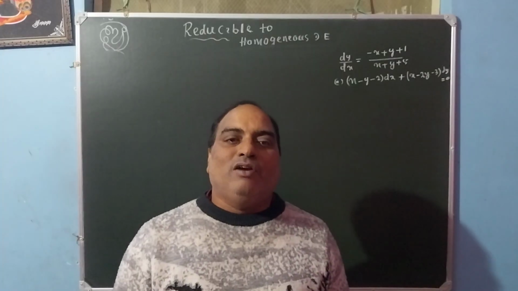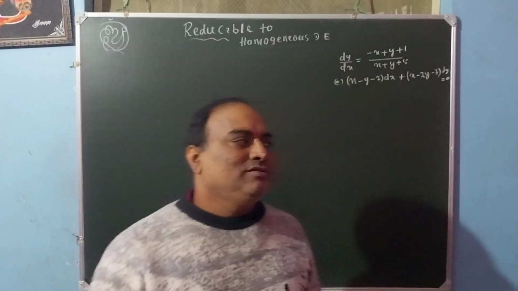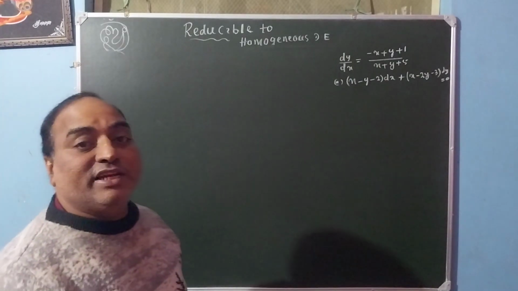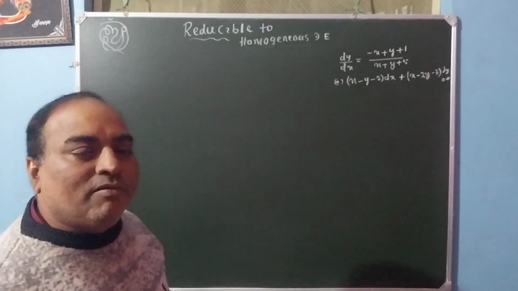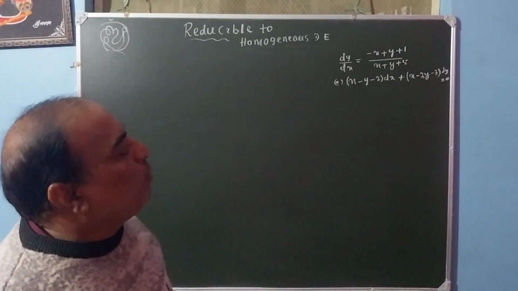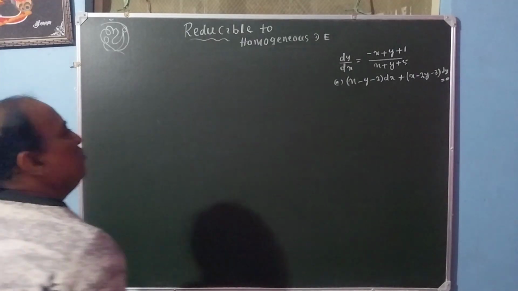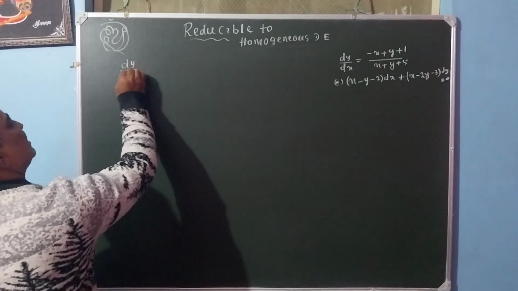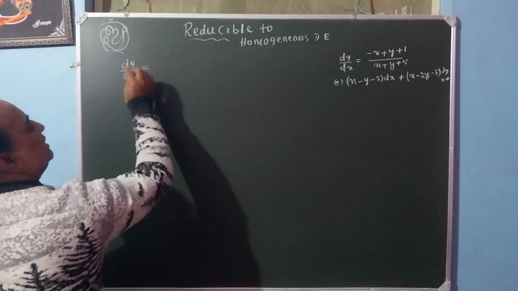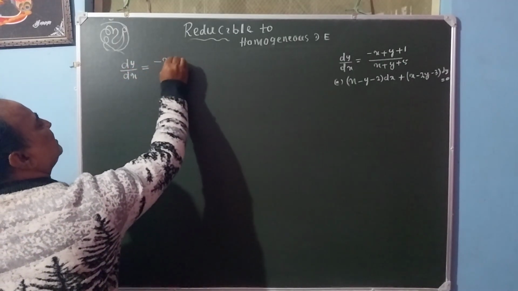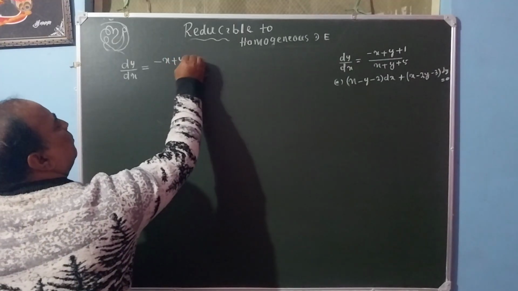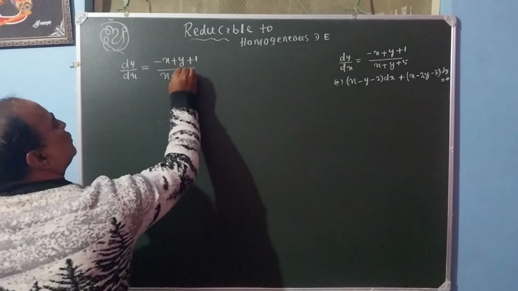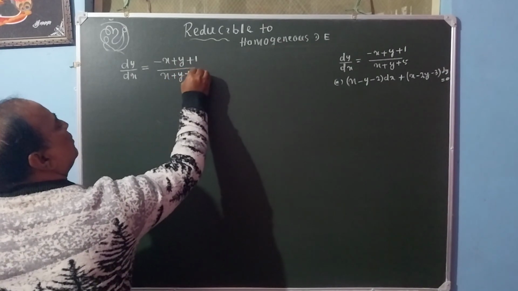Last class I already discussed the special differential equation which is reducible to homogeneous differential equation. Let us start some problems regarding that. Write down the question: dy by dx is equal to minus x plus y plus 1 divided by x plus y plus 5.